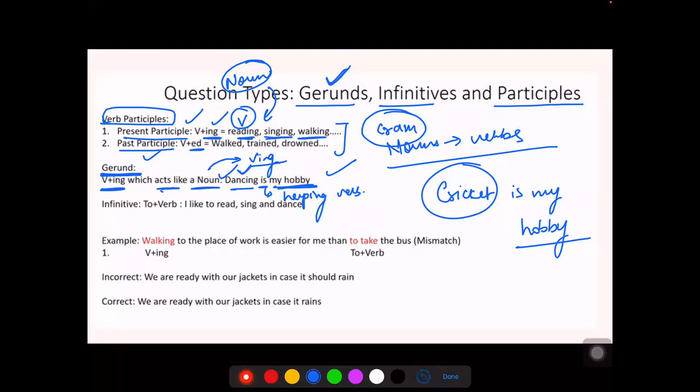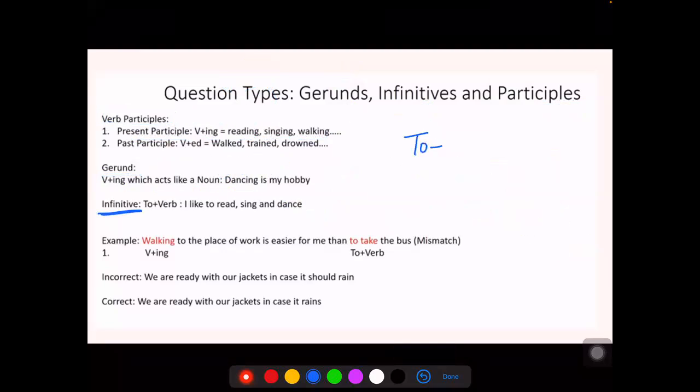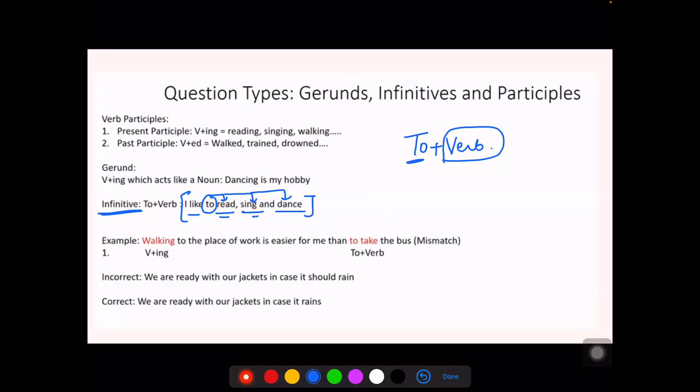Let's come to infinite verbs. Infinite verbs are those verbs which actually take place with to. All right. And to here is considered as a preposition. Right. For example, if I like to use a sentence like, I like to read, sing, dance. Read, sing, dance are the nouns and I am using to. So this will be converted into a verb because to always contains verb with it. Right. So that's why I like to read, sing, dance. So the noun is converted into verb.